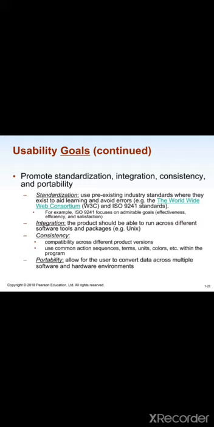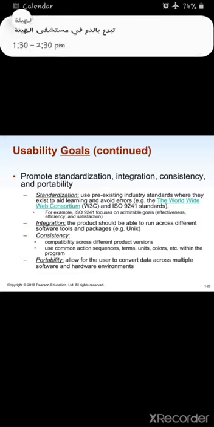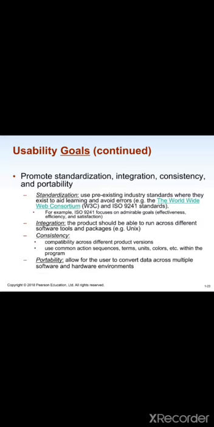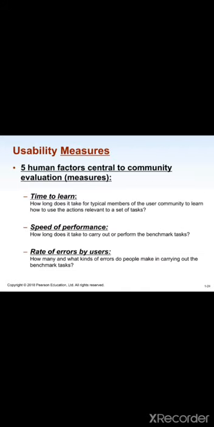What about the measures? How can we measure the level of the usability that we are having? We have five human factors that are central to usability evaluation. We have five human factors measures. First one is the time to learn, the time needed to learn doing specific tasks, for example. How long does it take for typical users to learn how to use the actions relevant to a set of tasks? This can be measured by giving a specific task or tasks to the user or different users and asking them to carry out these tasks. The less time needed to complete them, the more usable the system is.